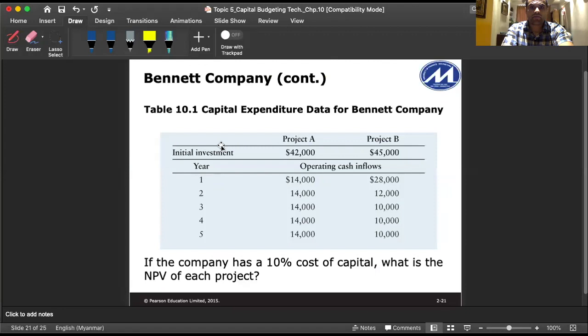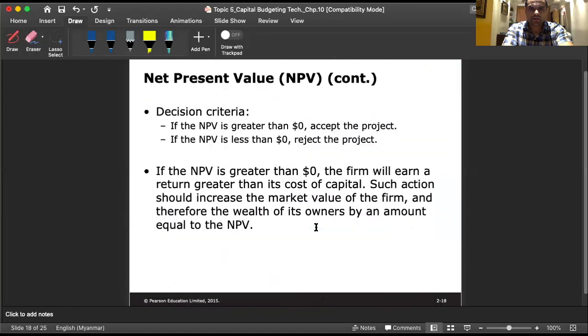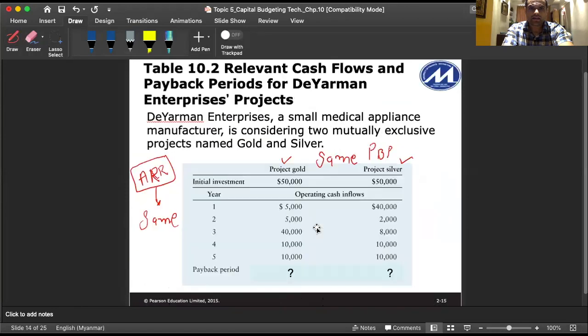So we have two different cash flows here. I think it's the same one that we just did. Let's calculate this. Can you calculate net present value and tell me which project we should select? We assume the interest rate is 12%. Rate of return is 12%. Tell me: Project Gold, Project Silver, or none of these.